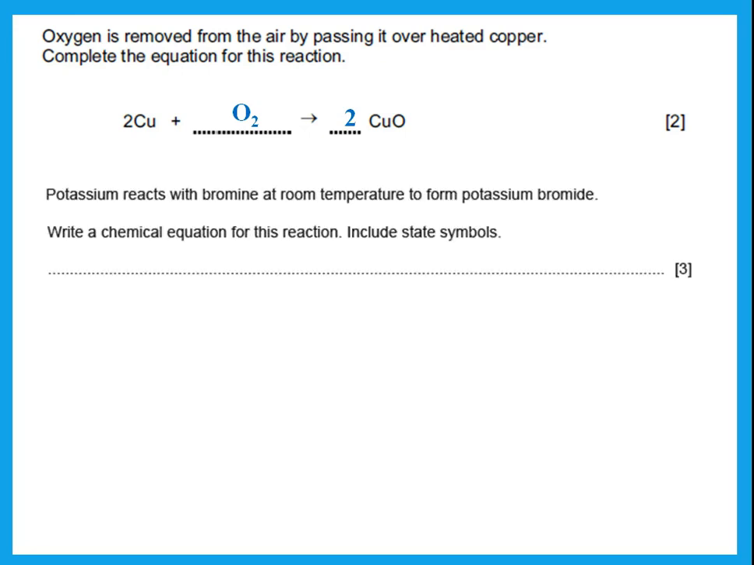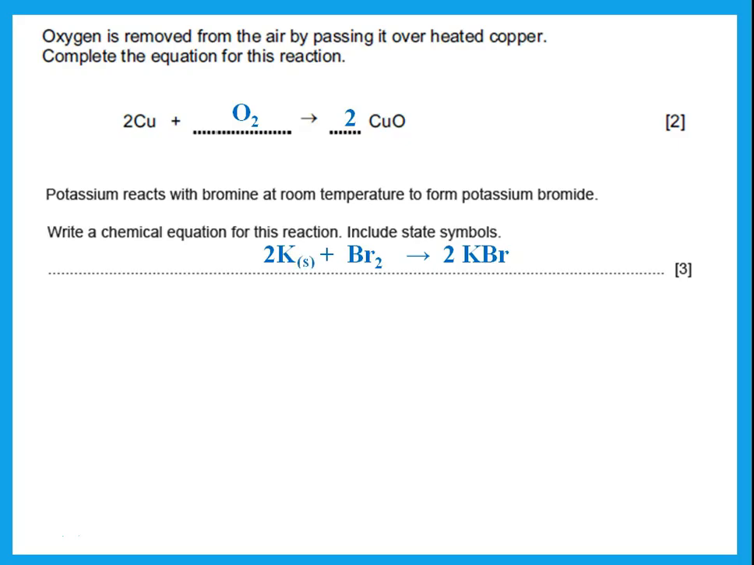Bromine at room temperature to form potassium bromide. So potassium is K plus bromine Br2, bromine is diatomic, it has to be Br2, to give potassium bromide KBr. And then you balance. You have 2 Brs before the arrow, so you needed to put 2 in front of the KBr, but that means that you've ruined the K, so you need to put 2 in front of the K. Were you able to balance it?